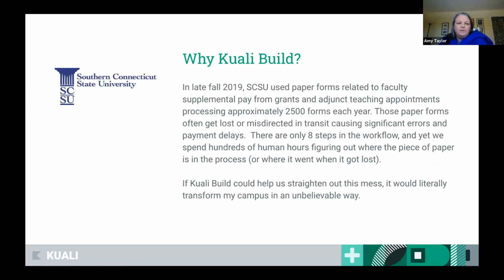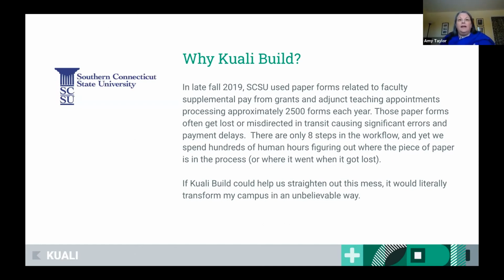So why were we interested in Kuali Build? Well, in the late fall of 2019, we used paper forms for what we call faculty supplemental pay or 1012 pay from grants. And we also used paper forms for adjunct teaching appointments. And between those two paper forms, we processed around 2,500 a year. And those forms would get lost, they would get misdirected while they were in transit, and then we would get significant errors and delays in the processing of those things.